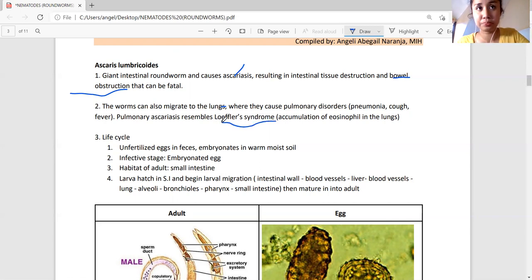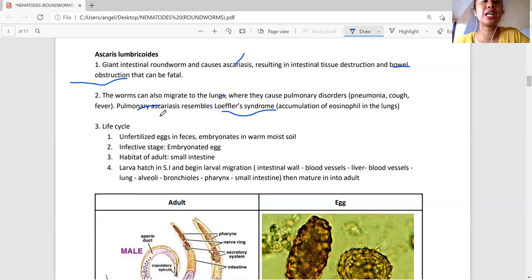Loeffler's syndrome. So when we say Loeffler's syndrome, it is the accumulation of eosinophils in the lungs caused by different parasites. Yan. Marami actually nagko-cause ng Loeffler's syndrome. So pulmonary ascariasis resembles Loeffler's syndrome.